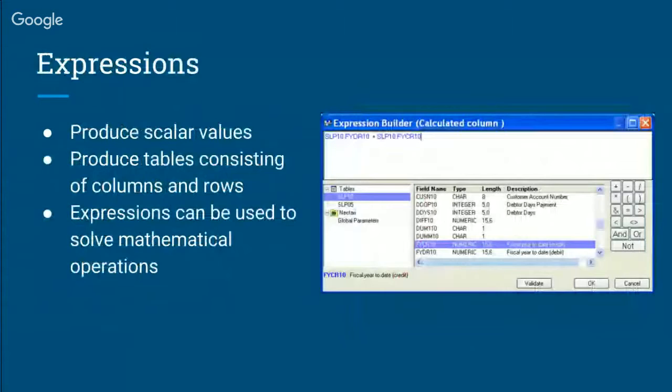Expressions. They produce scalar values. They also produce tables consisting of columns and rows. Expressions can be used to solve mathematical operations.